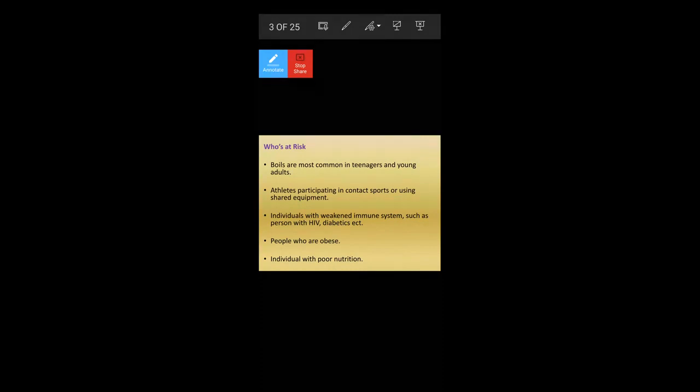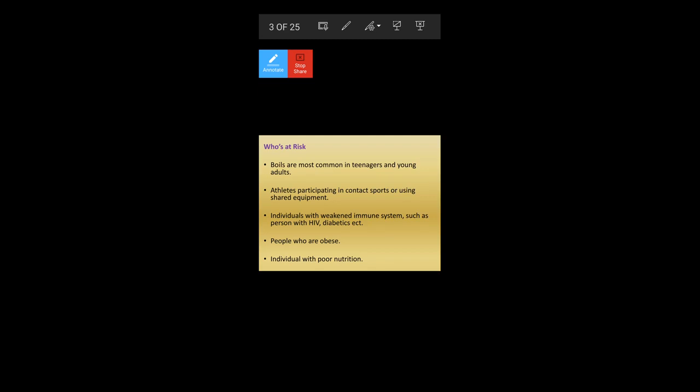Next, people who are obese. Whenever a person is obese and has a lot of fat, this fat separates your skin from the fascia. There is a lot of fat between the skin and the fascia. Whenever the skin is separated from fascia with fat, there are chances that more bacteria may thrive in those areas, because of which skin infections are very common in people who are obese.